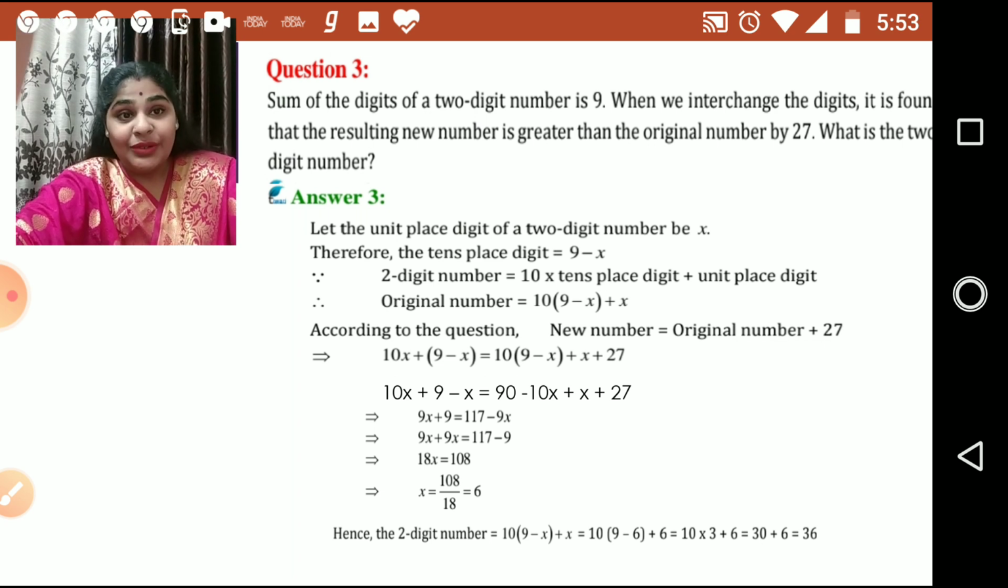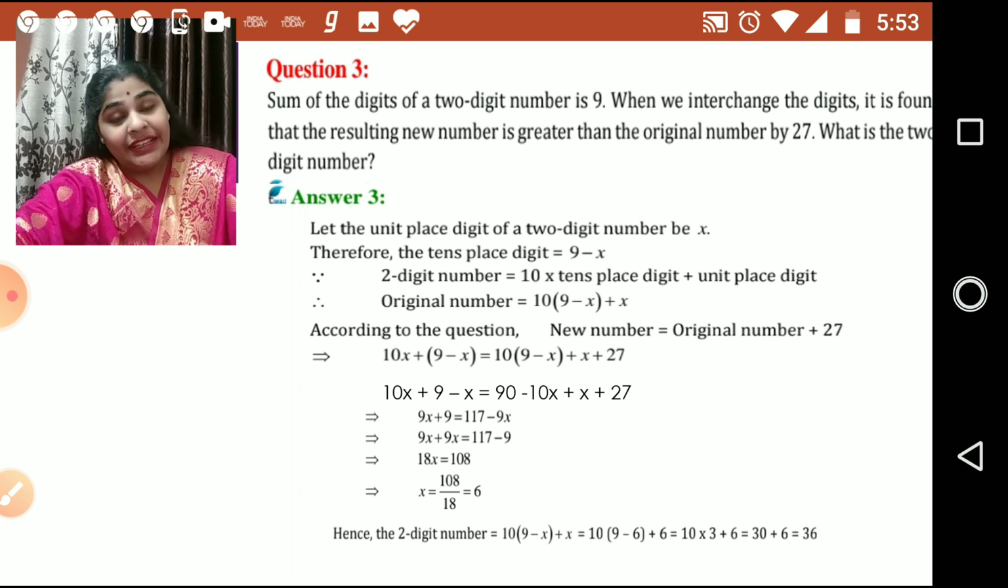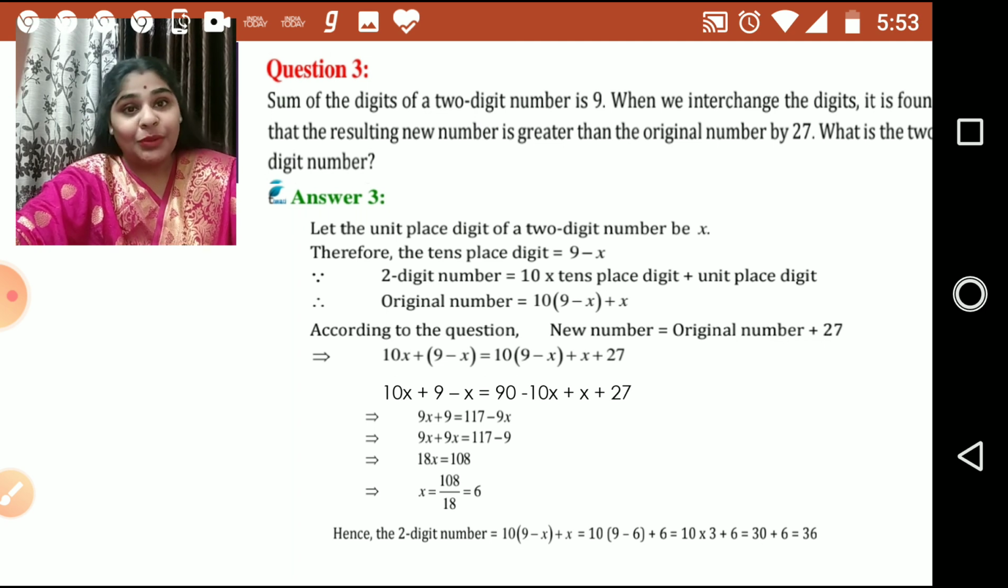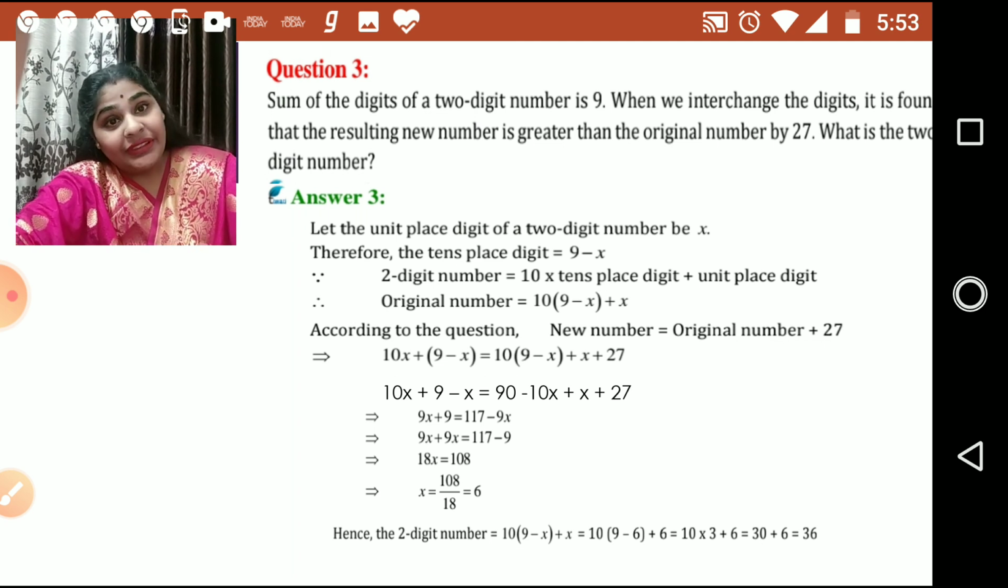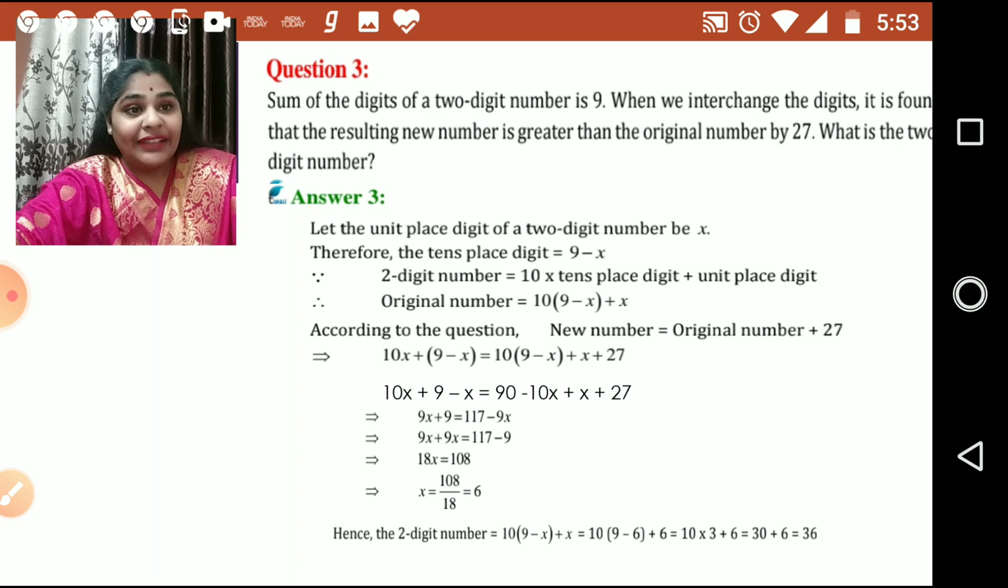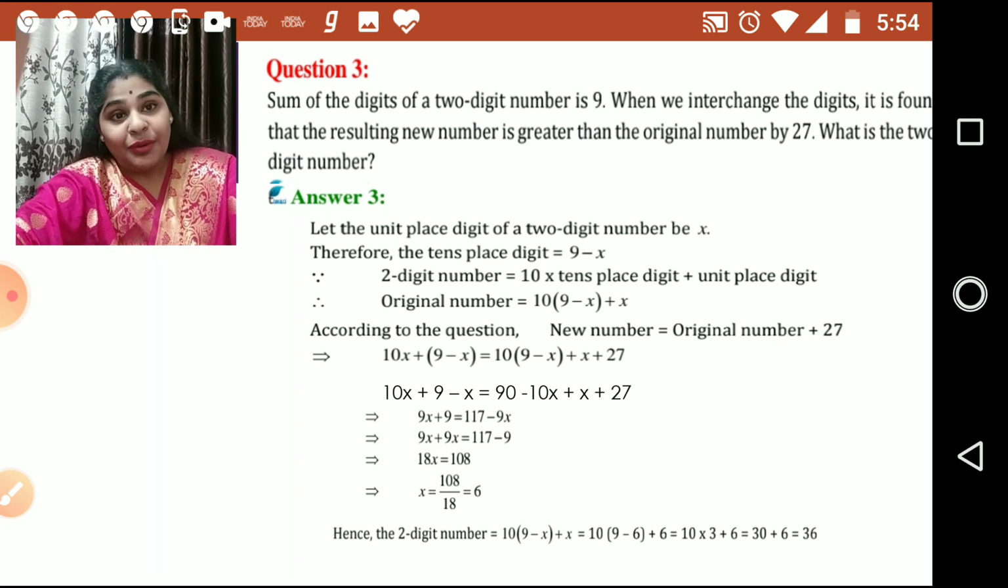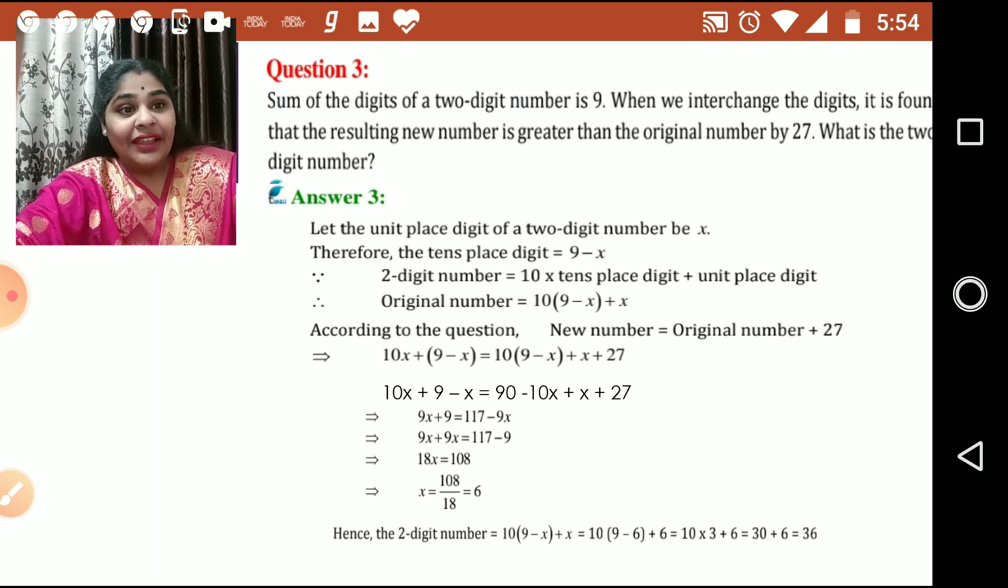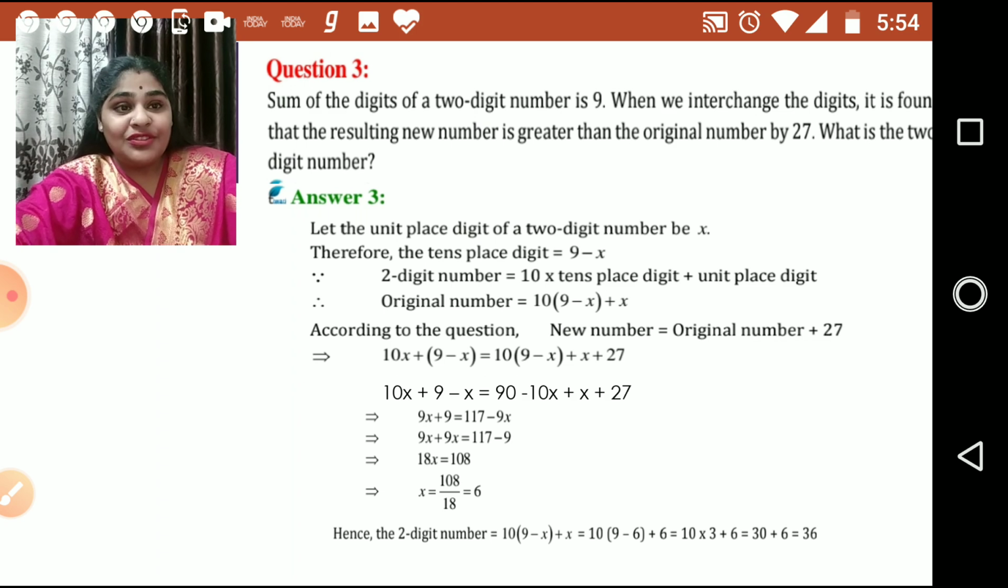So whenever a 2-digit number comes, you have to not only take the digits, but also their place values. If it is the tens place, 10 into that digit. Ones place, 1 into that digit. If they have told a 3-digit number, the digit on the 100 place, whatever digit you have taken, that will be into 100. So like that you have to take. I hope you understood this one, children. Let us proceed now to the next one.